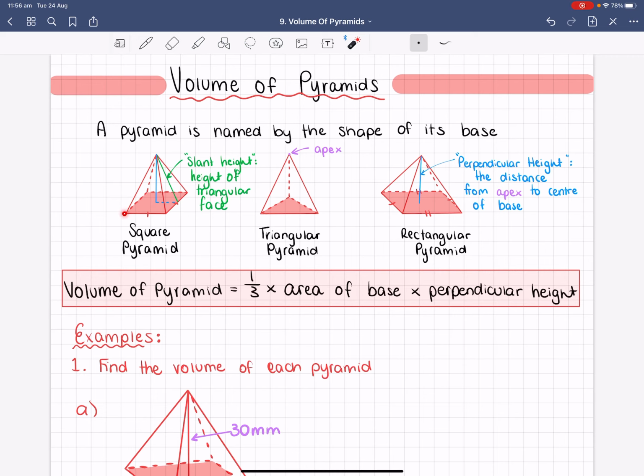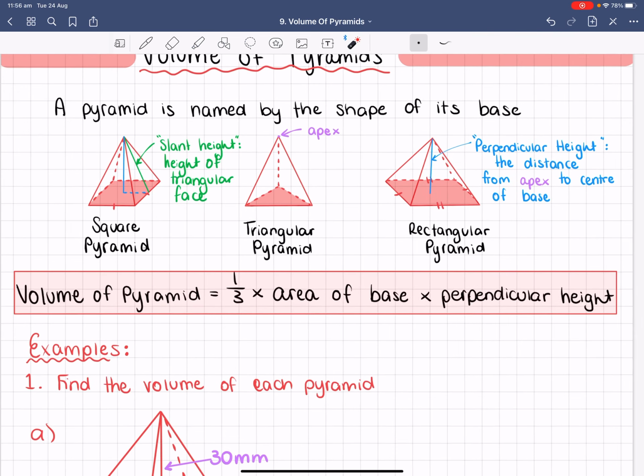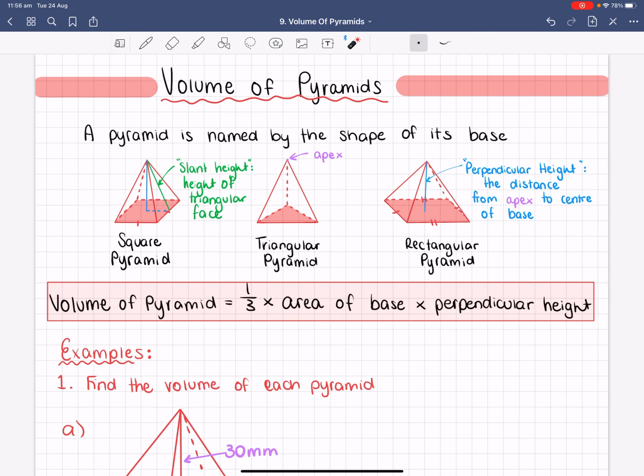So this is a square pyramid because the base is a square. This is a triangular pyramid because the base is a triangle, and a rectangular pyramid because the base is a rectangle. Now, there's some language that is going to be used.